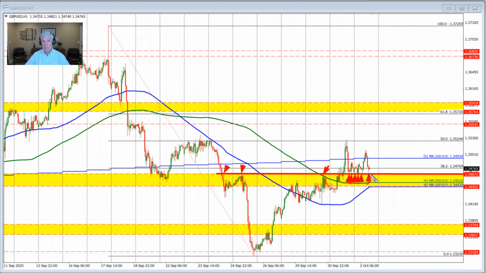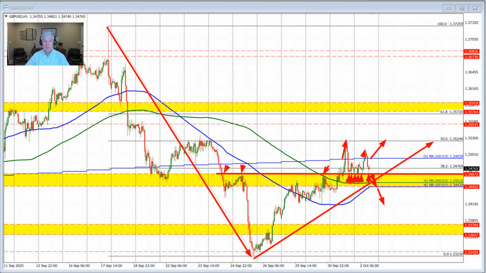If we break below that level, and get below the 100 and 200 hour moving averages, it would open the door for further selling. Conversely, we'll still continue to watch the 100-day moving average. You can't ignore it. When the price moves above it, you should look for increased momentum, like we did here and sort of did here. But if we do break above the 100-day moving average, we'd have to look toward the 50% retracement of this move to the downside at the 1.35244 level.